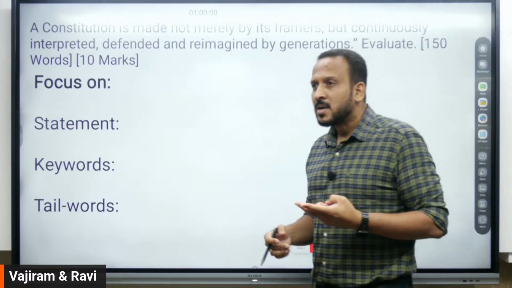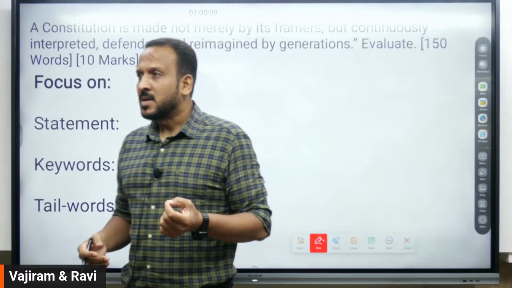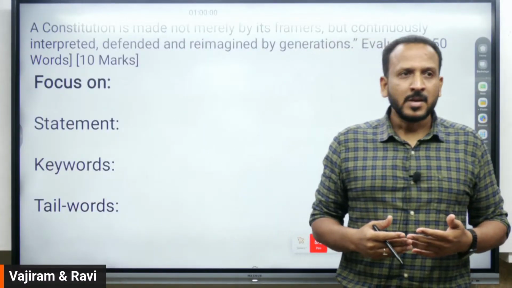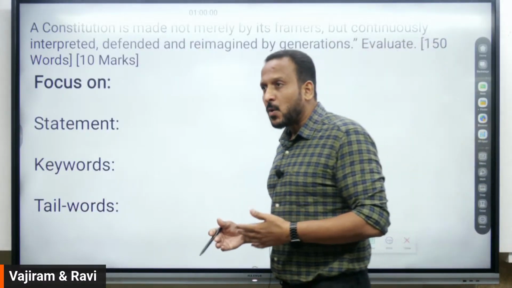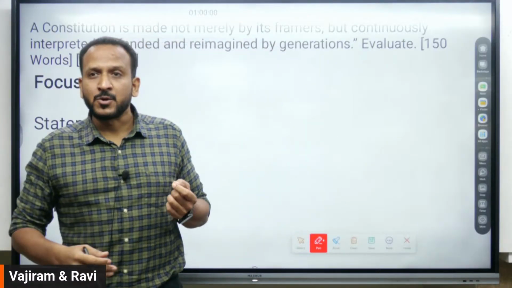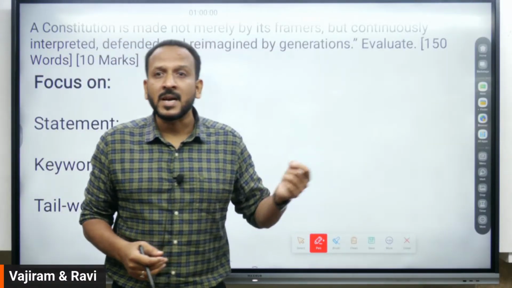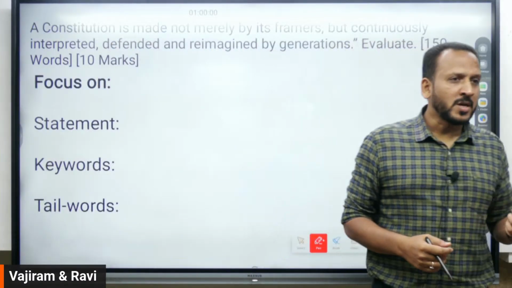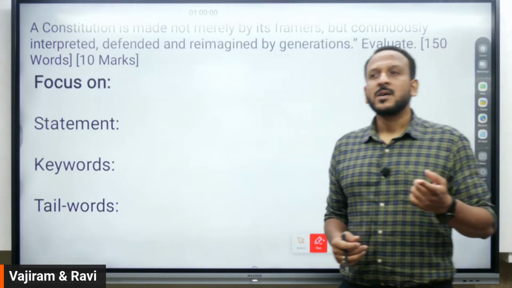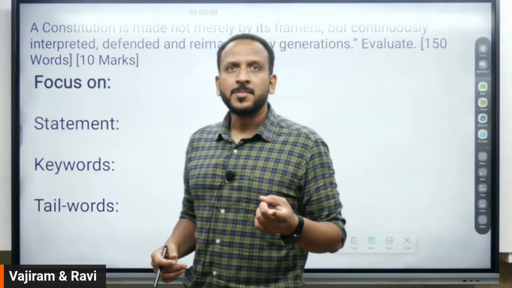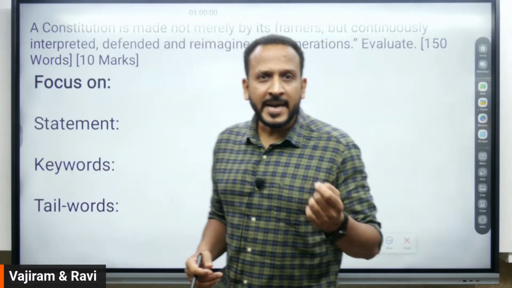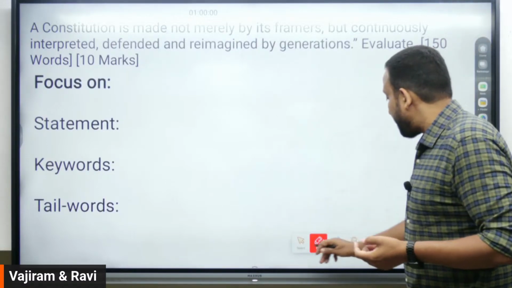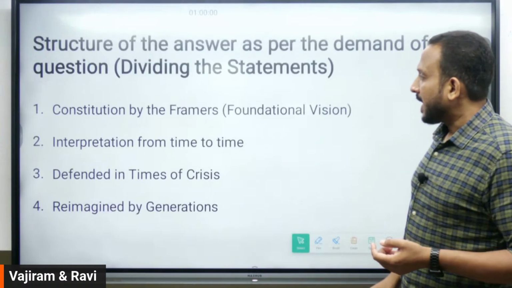Third phase was what? Eclecticism. What was it? Balancing between fundamental rights and DPSP. Right? And the fourth phase was the transformative constitution, especially after the Menka Gandhi case, where we started applying the what? Due process of law. Due process of law, right? So these are the 4 phases of the interpretation, right?